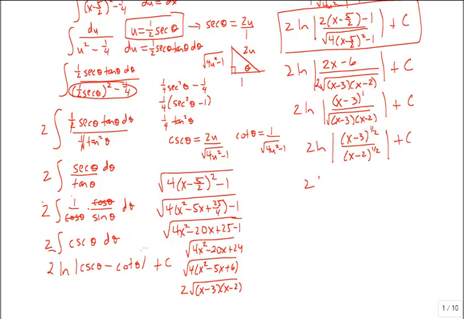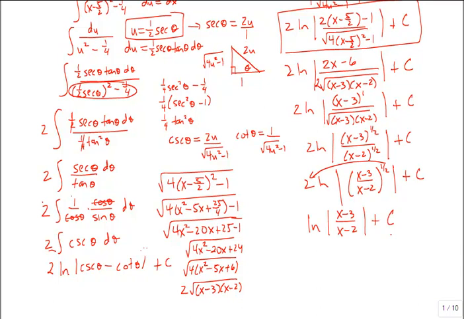And if you prefer, you can just use that square root all around the whole thing, or you could write this as x minus 3 over x minus 2 to the 1/2, just like that. Now, properties of logs tell me that powers can be brought down front, which is going to cancel out this 2 in the front. So we'll just have ln of x minus 3 over x minus 2 plus c.